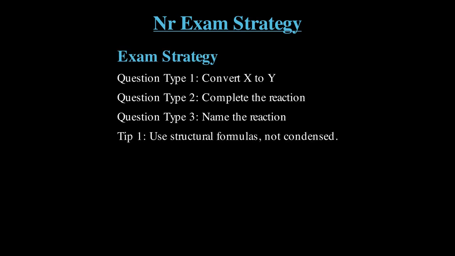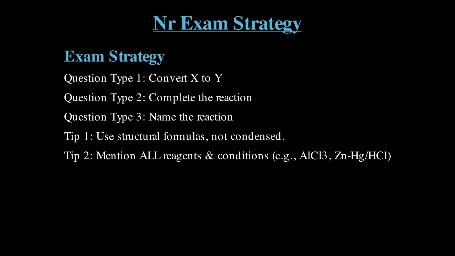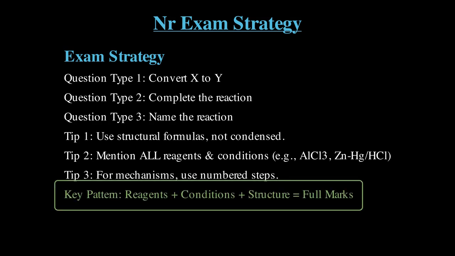Always draw the full structural formula. Always mention the specific reagent and catalyst conditions, like anhydrous AlCl3 for Friedel-Crafts or Zn-Hg/HCl for Clemmensen. Add temperature if it's crucial, like for Kolbe-Schmitt. If a mechanism is asked, write it in numbered steps. Remember, these reactions are crucial, often worth 15 to 20 marks.